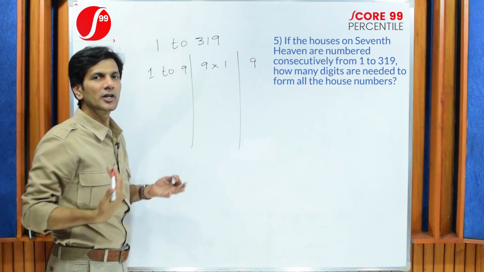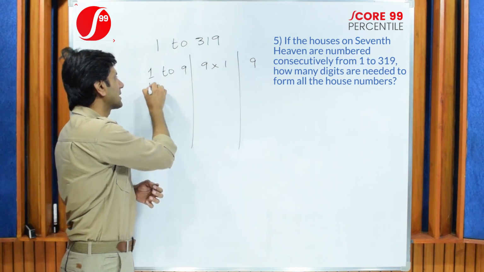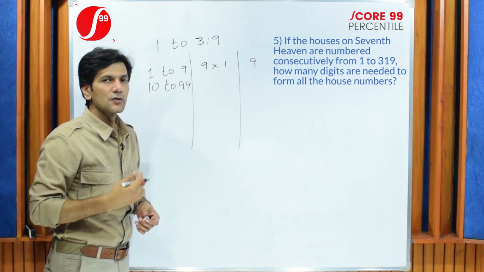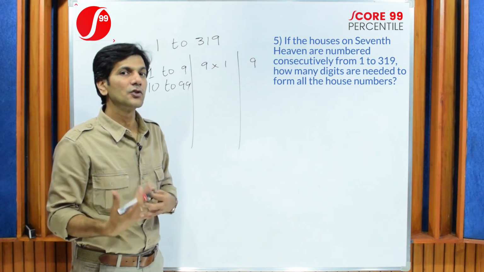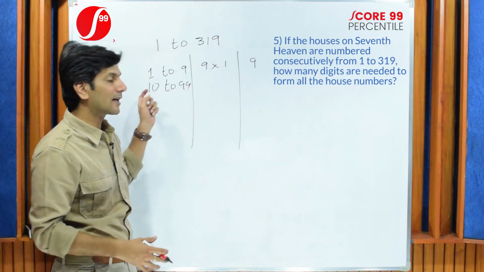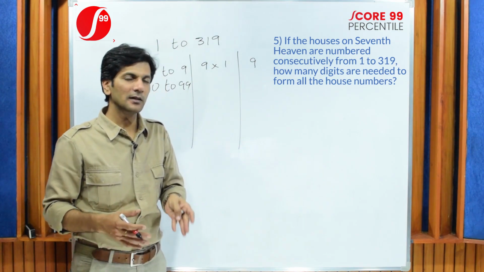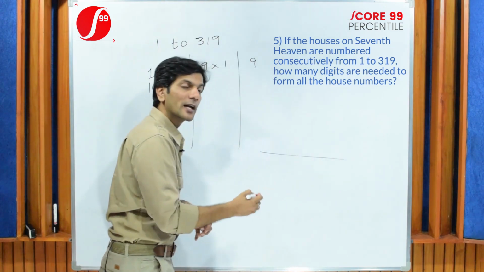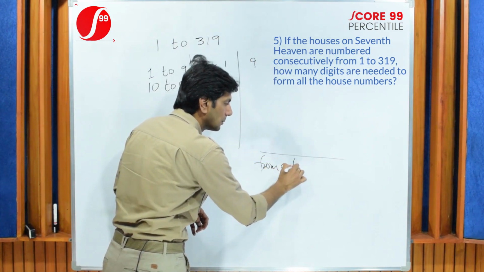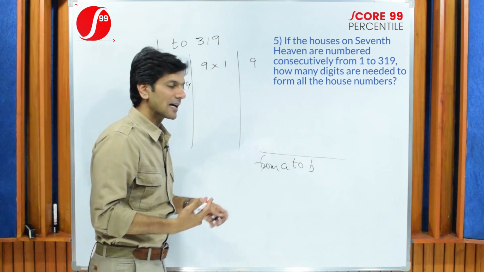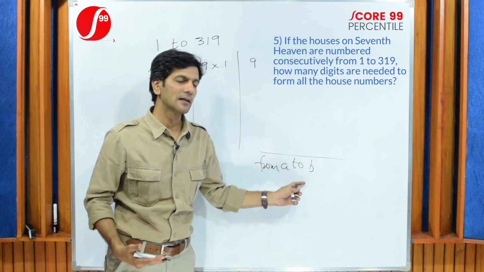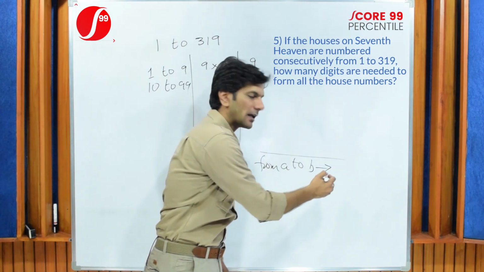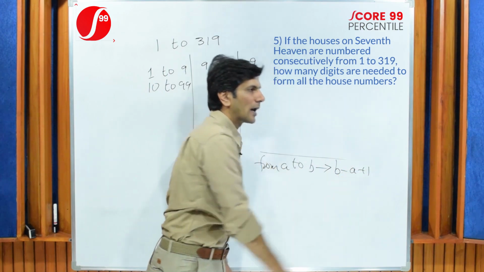Now let's come to the 2-digit house numbers. 2-digit house numbers start from 10, they go on to 99. So from 10 to 99, how many numbers do you have? You might be tempted to say 99 minus 10, you have 89 numbers. But remember this as a simple concept. If you are counting numbers from A to B, it means that A and B both are included in your count. So the number of integers from A to B would be B minus A plus 1.